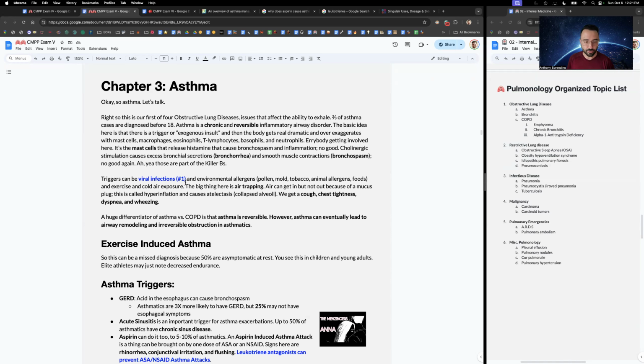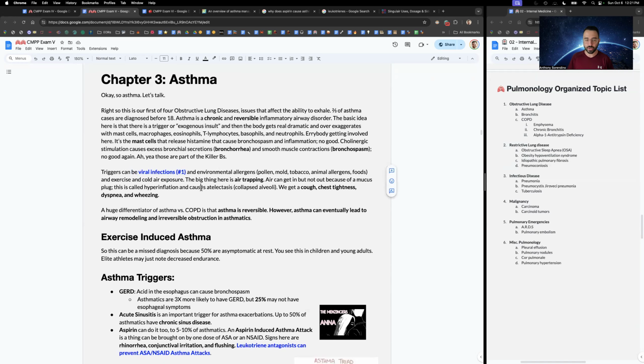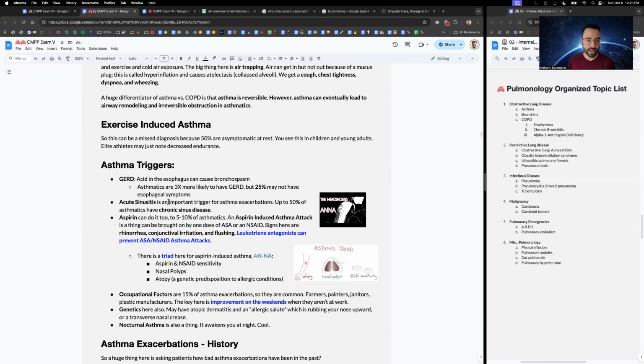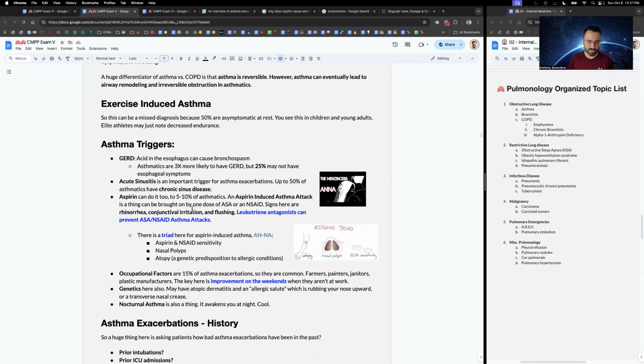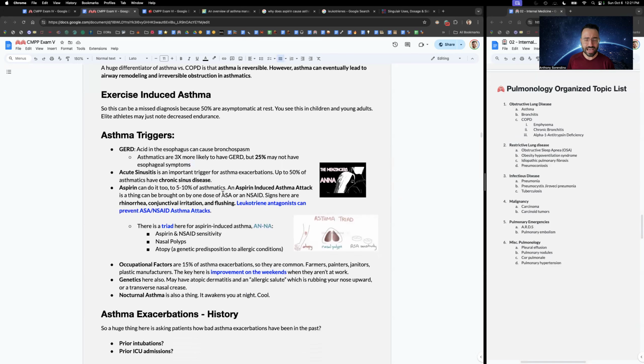Viral infections are kind of the number one trigger here, I think because viral URIs are so common and asthma is very common, so you can marry the two together. Some other triggers for asthma: GERD is a big one that you might not necessarily think about. Obviously sinus disease. And then you have aspirin and NSAIDs.